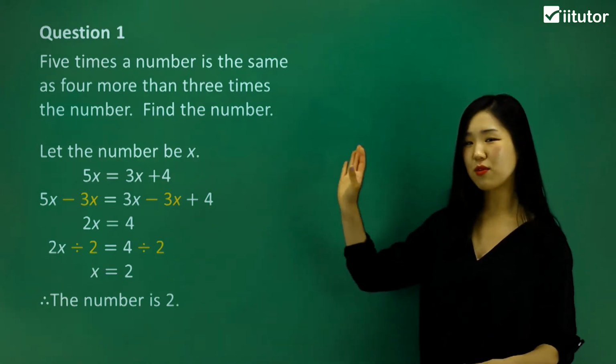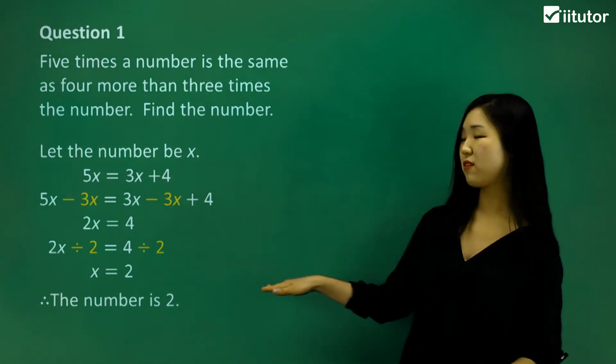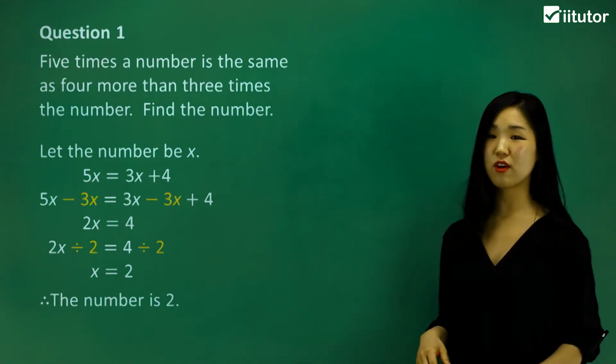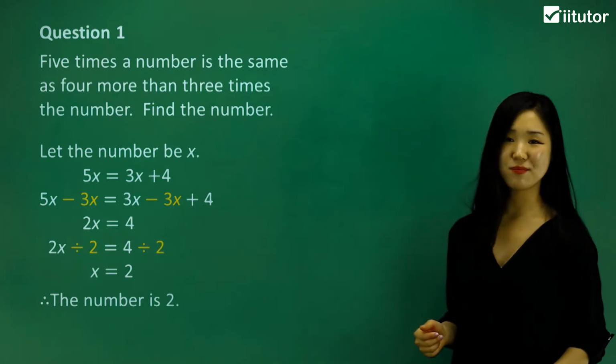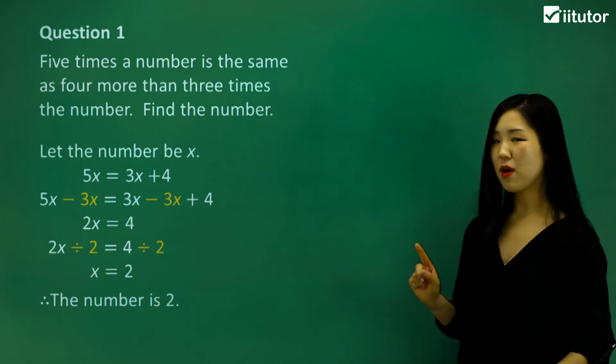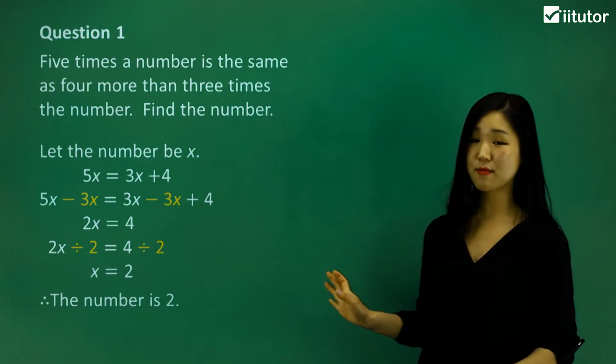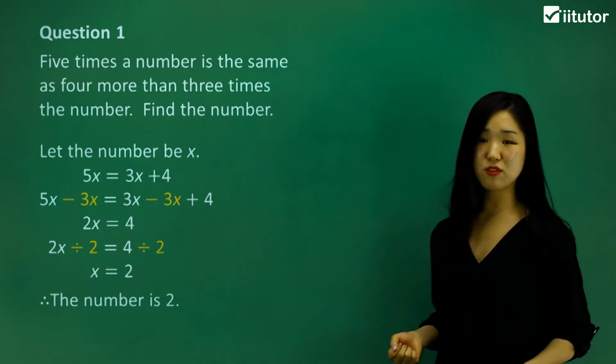Alright guys, it's a good idea with these worded application questions to give yourself a little summary, just to summarize everything and put it back into the context. So the number is 2. Alright guys, see how I did that? And one thing I want you to always remember, if you do something to one side, you're going to do exactly the same thing to the other side. Then the equation will balance.